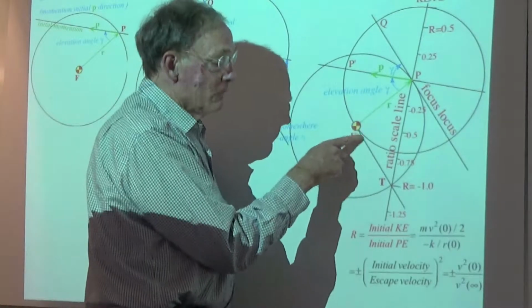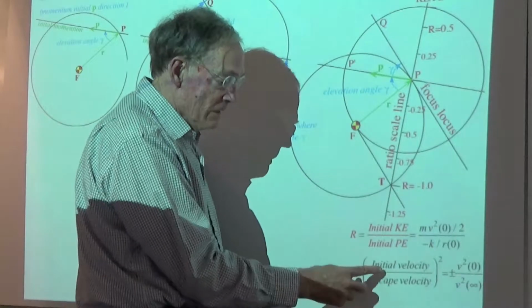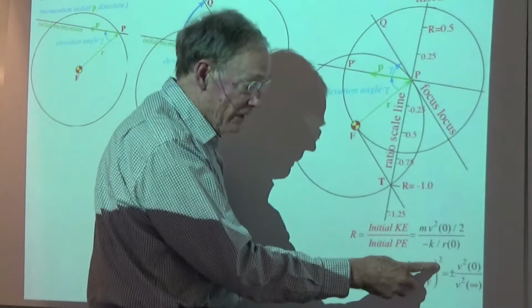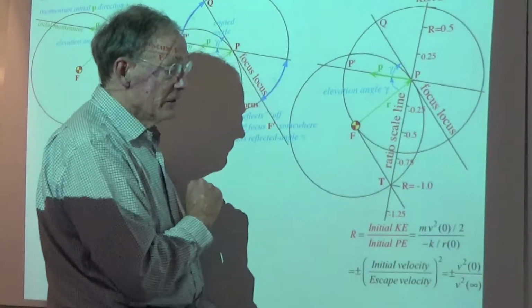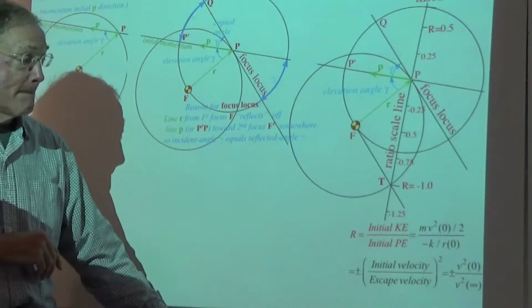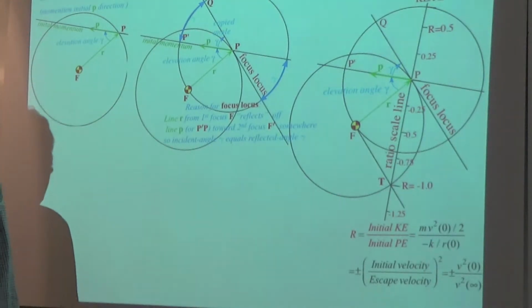Obviously, when we reach this point, we're at escape velocity. This is a ratio of initial velocity to escape velocity squared. That's what this R is. That's probably more familiar to you. Okay? So far, so good. Is this making sense?